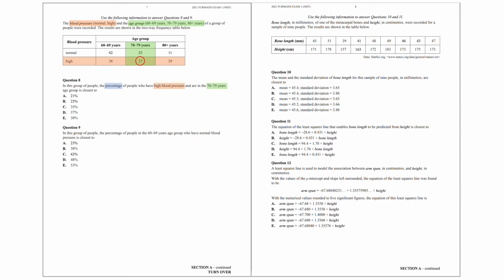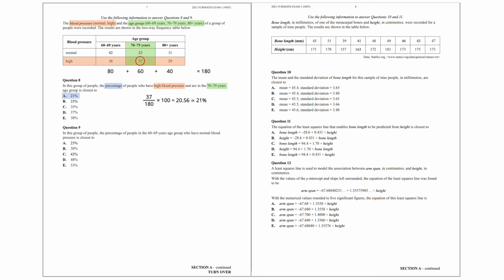Now, we need to calculate the total number of people, that is 80 plus 60 plus 40, which is 180. To calculate the percentage, we divide 37 by 180 times 100 equals 20.56, approximately equal to 21%. So the answer we are after is option A.